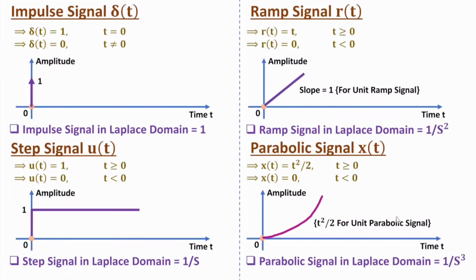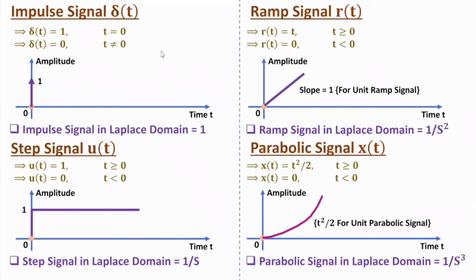So here if you observe, we have the impulse signal, the step signal, the ramp signal, and the parabolic signal. If you observe the signals in the time domain, then if you differentiate the parabolic signal with respect to time, it will become t, that is the ramp signal. If you differentiate the ramp signal with respect to time, it will become 1, that is the step signal. And if you differentiate the step signal with respect to time, it will become the impulse signal. It is not 0. Remember this.